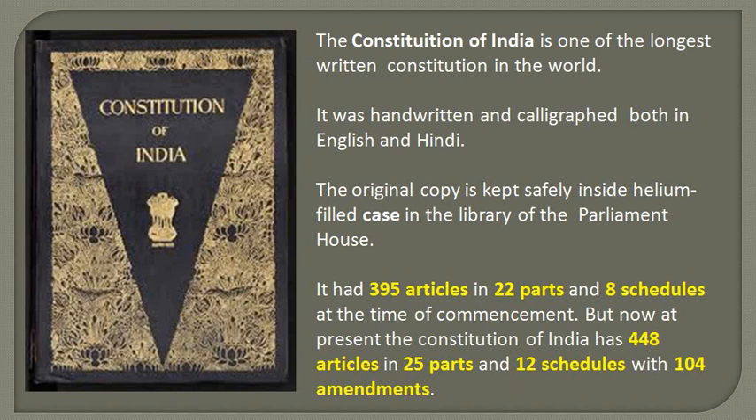But now at present, in 2020, the constitution of India has 448 articles in 25 parts and 12 schedules with 104 amendments. You know what is an amendment? Amendment means change, that is, time to time whenever required there have been changes in the constitution. Till now there have been 104 amendments.